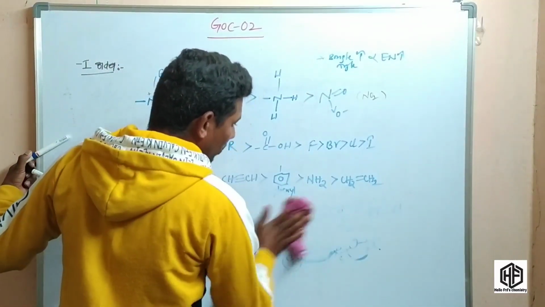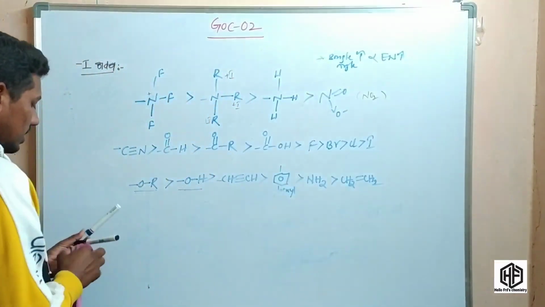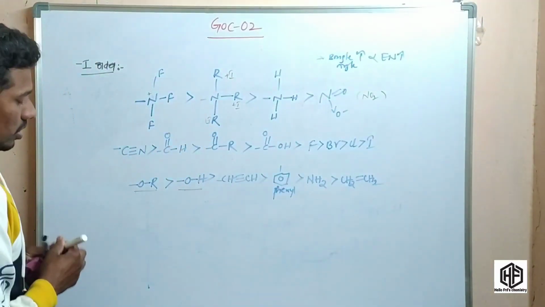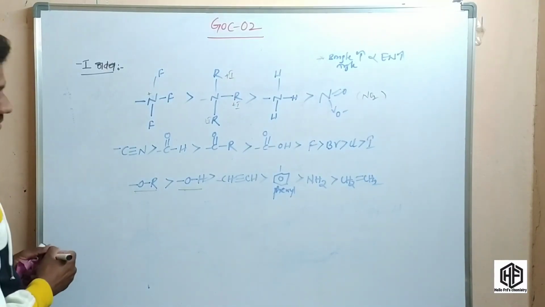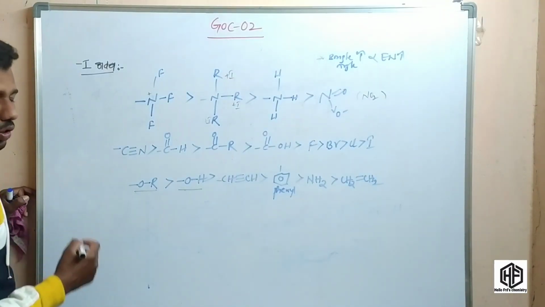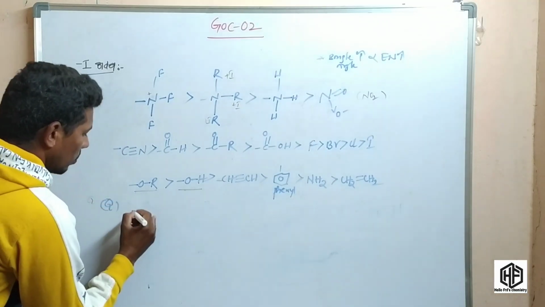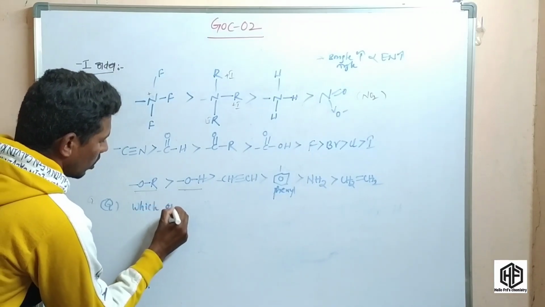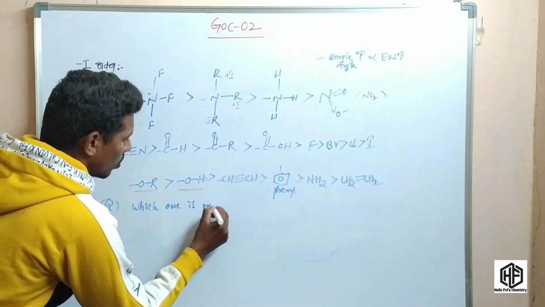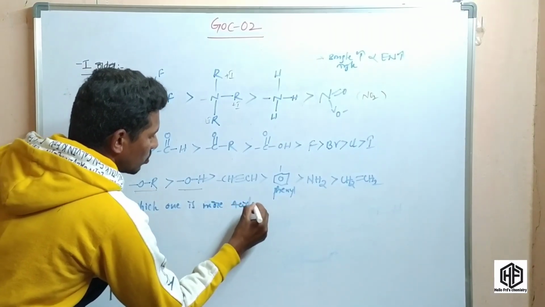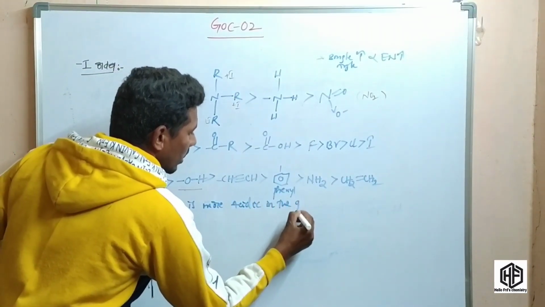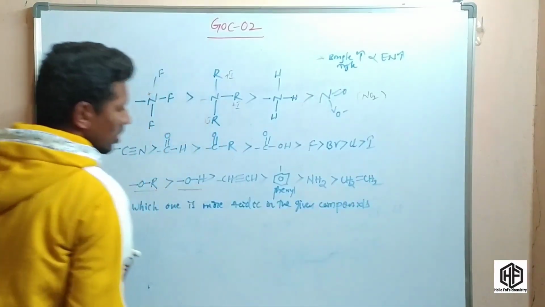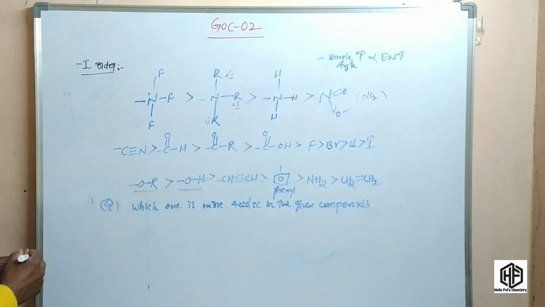This is the minus I order. Why did you learn about minus I order? This minus I order is used to tell which one is more stable, which one is less stable. For example, take four compounds. Which one is more acidic in the given compounds?